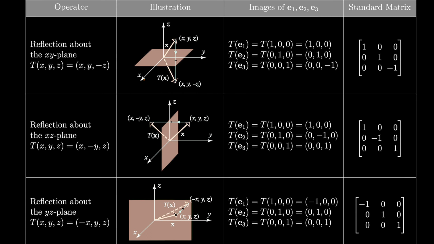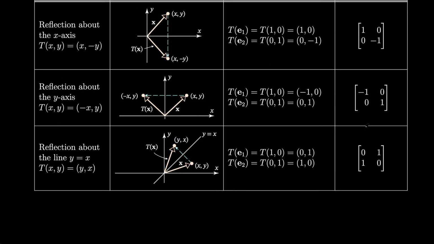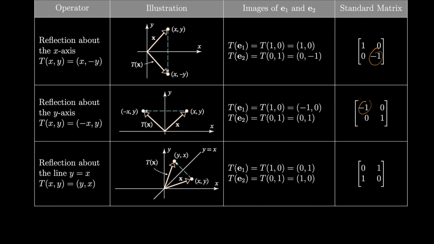And this is pretty similar depending on which plane. If you want to reflect over the xz plane, then the minus 1 is in the middle. And if you want to reflect about the yz plane, then the minus 1 is in the top left. Again, pretty similar to what we had in R2 for the reflections. The minus just showed where you were reflecting.